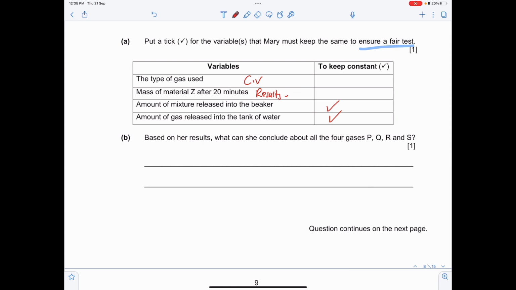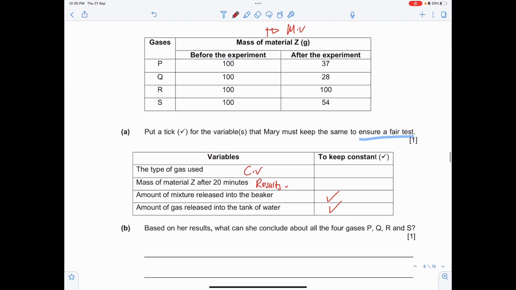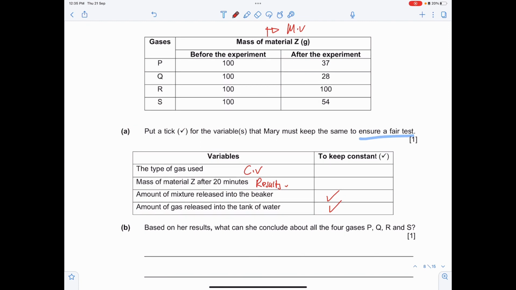So based on her results, what can she conclude about all four gases? So out of these four, you realize that there are a few trends. Okay, there are actually 3 trends here instead of just 2. Nowadays, I've told you many times, PSLE they like to test 2 trends. Usually it's 2 lah, but in this case it's 3. What are the 3 things you need to mention?